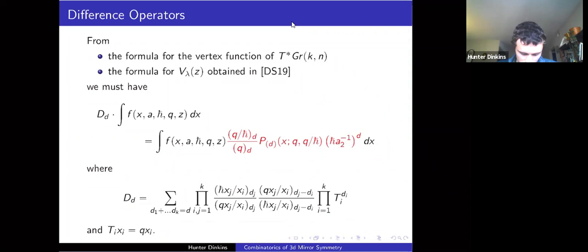So what it is, you have one for each natural number d, and you take some sum over integers that sum to d. And then you have some ratio of q-Pochhammer symbols, lots of numerators, lots of denominators. And then you have some shifts that shift the variables, which I'm calling x, by q.